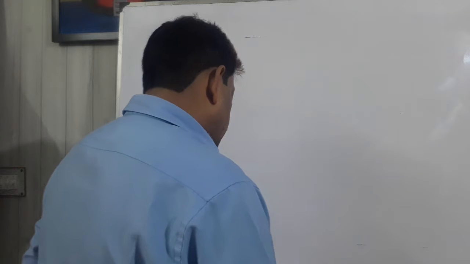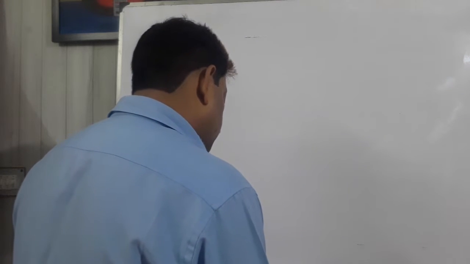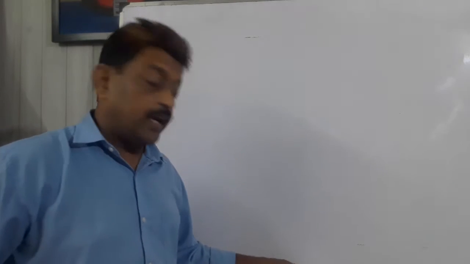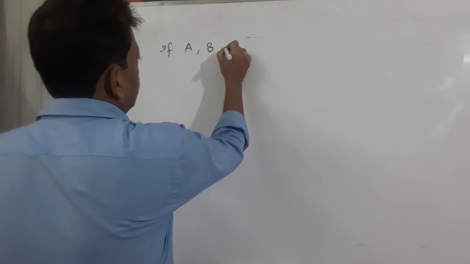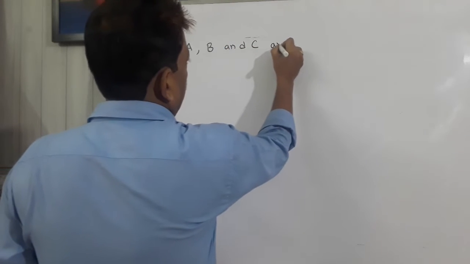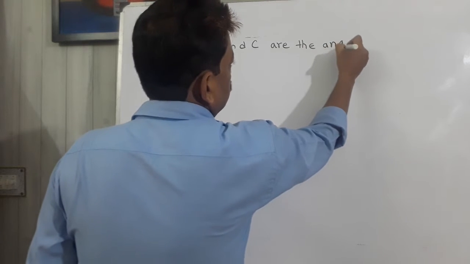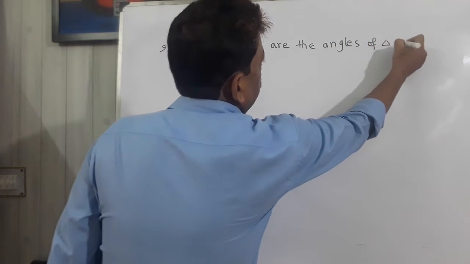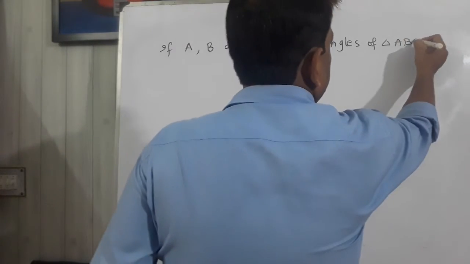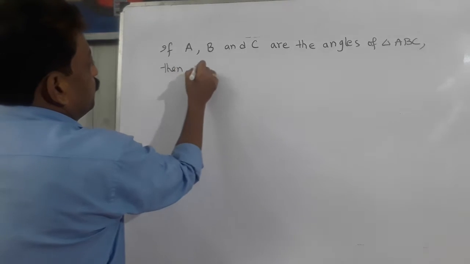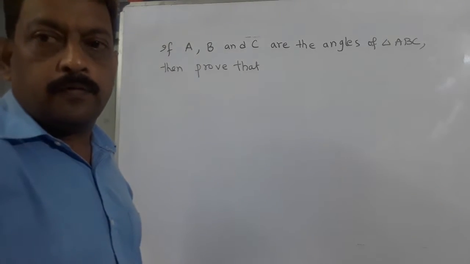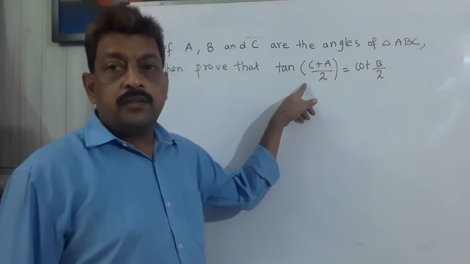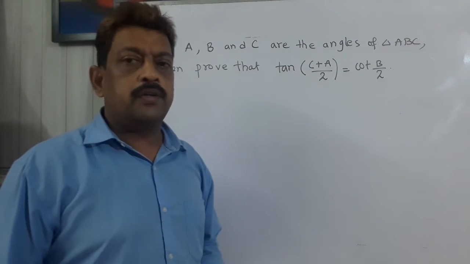The question is, if A, B and C are the angles of triangle ABC, then prove that tan (C plus A) upon 2 is equals to cot B upon 2.